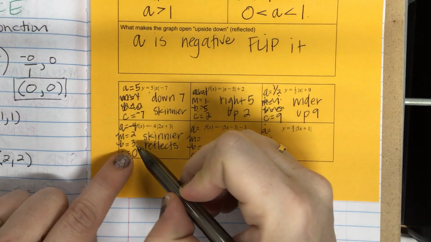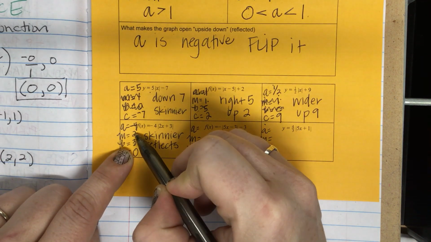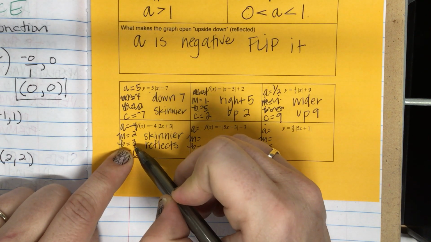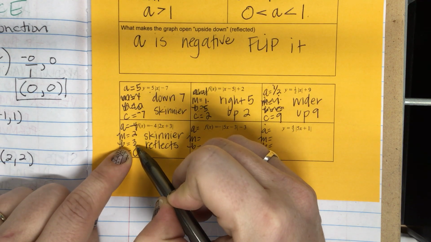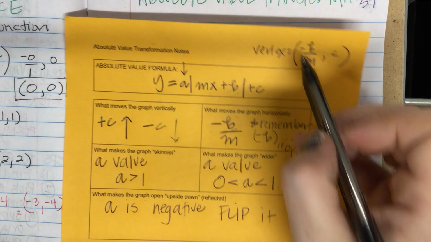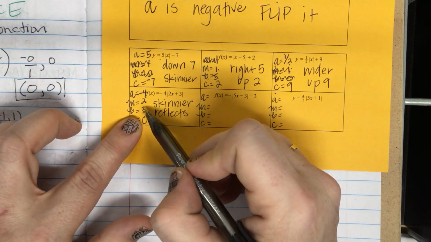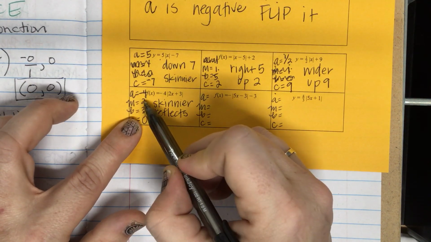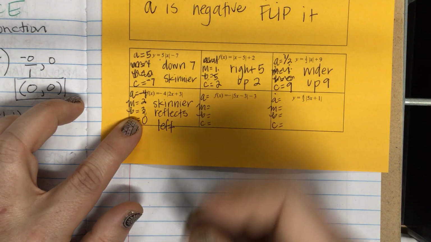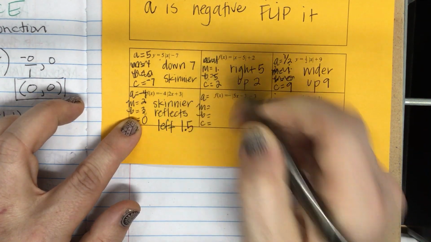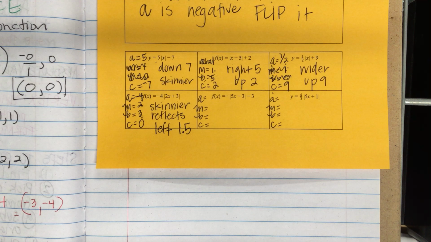And then does B, -b over 2 do anything? -3 over 2, because we have to find our x value in our vertex. What's negative 3? Negative b. It moves to the left 3 over 2. And move to the left 1.5. Or 3 over 2 if you want to leave it as a fraction.